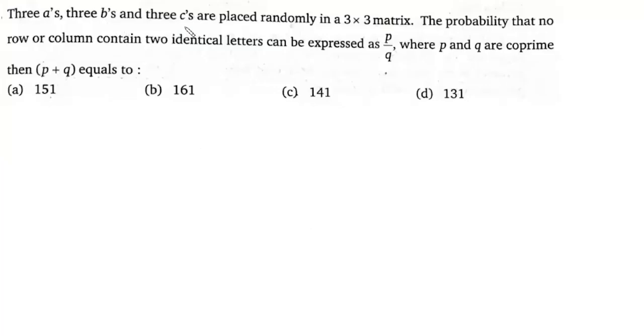3 A's, 3 B's and 3 C's are placed randomly in a 3 cross 3 matrix. So if we have a 3 cross 3 matrix, then we have 9 positions, and in these 9 positions we have to arrange 3 A's, 3 B's and 3 C's. Now the total number of ways of doing it will be factorial 9 divided by factorial 3, factorial 3, factorial 3. Now it says find the probability that no row or column contains 2 identical letters.